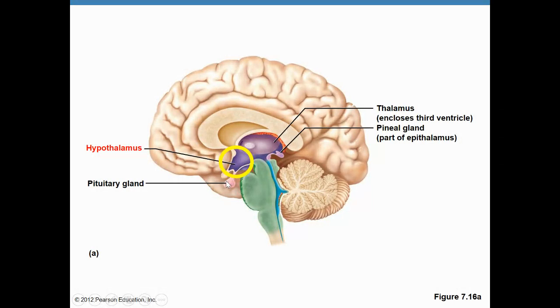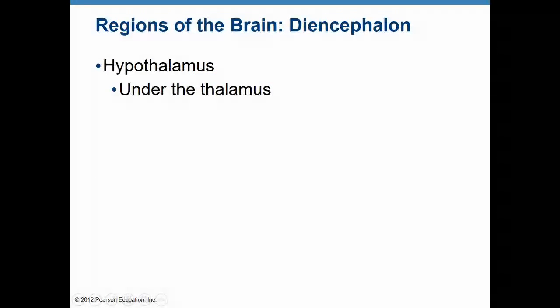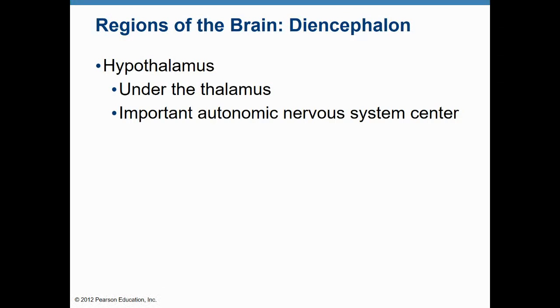So when we do get to our sheep brain dissection, we'll be able to locate that pituitary gland right away. That's pretty easy to find. And that gives you a sense of where the hypothalamus is or was, depending on how you end up making your dissection. Let's process what the hypothalamus does, okay?